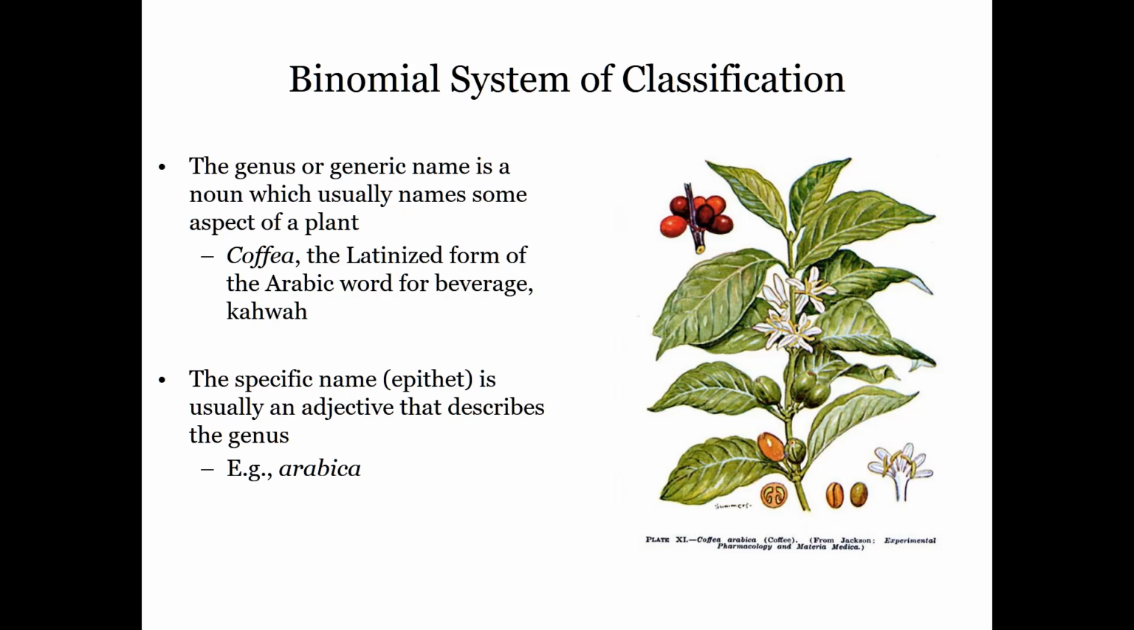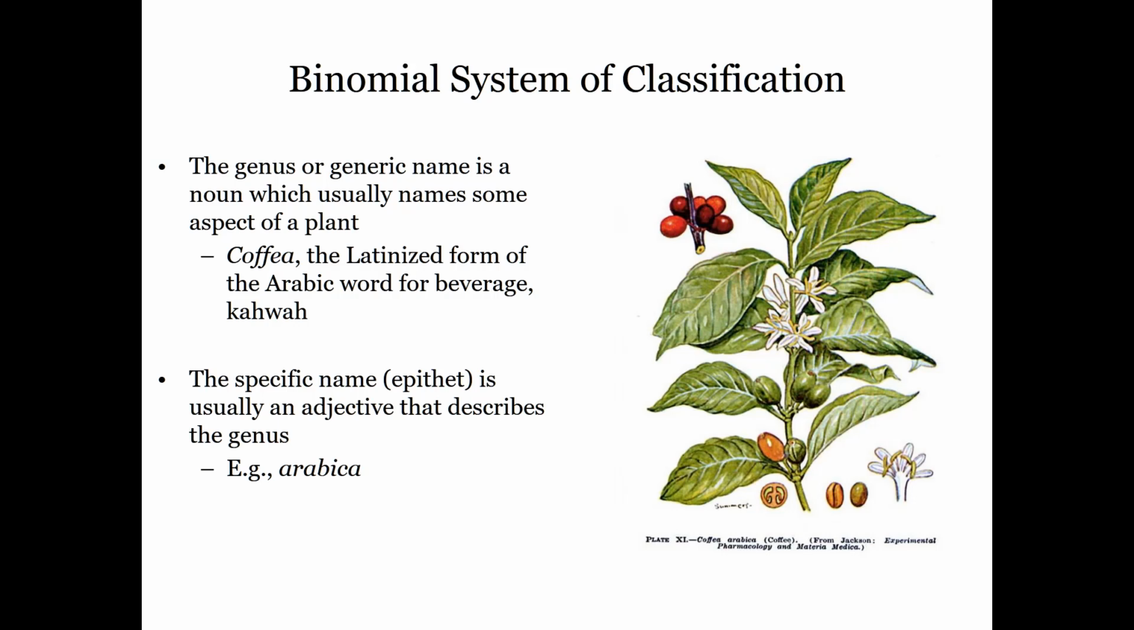So where do we get our system of classification from? Well, we've talked about this a little bit in lab. So we've got a genus or a generic name, which is usually a descriptor of some aspect of the plant. So we'll take the coffee plant. Coffea is a Latinized form of the Arabic word for beverage. So Coffea means beverage. This is the beverage genus.